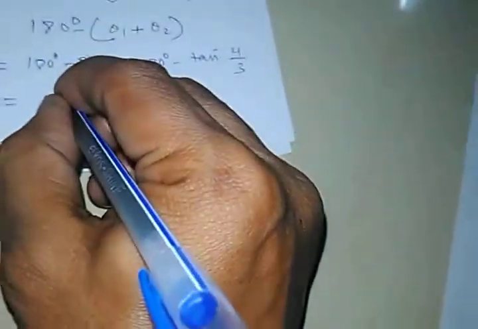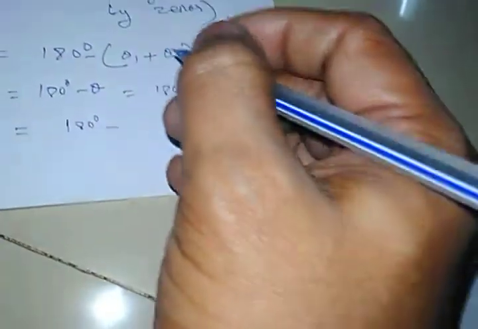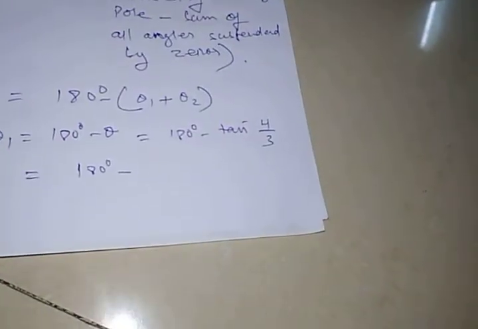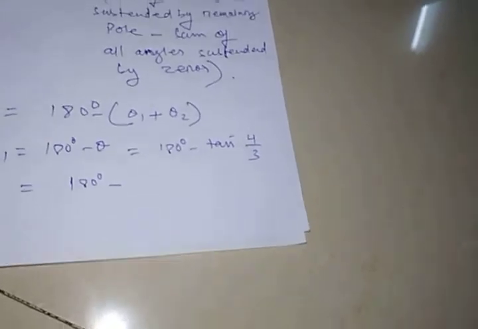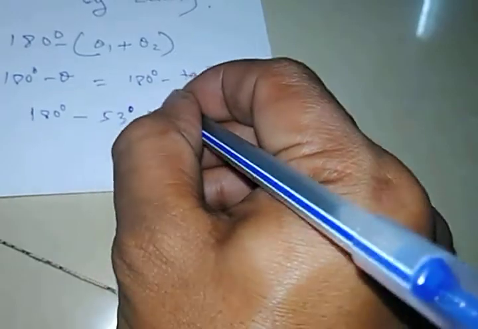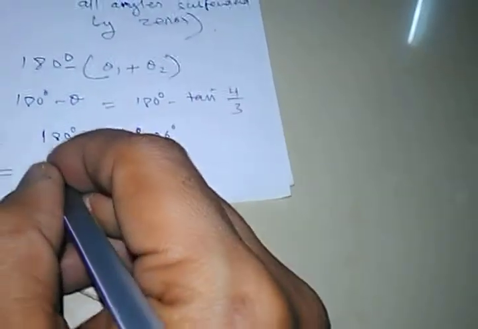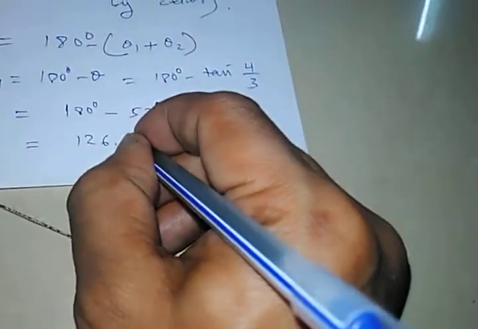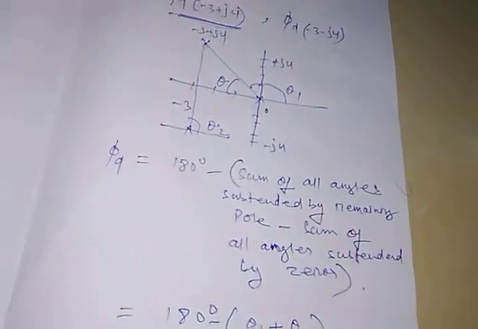And the solution for tan inverse 4 by 3 I have already found out, it comes out to be 53.06 degree. Okay, so the solution for theta 1 becomes 126.94 degree, and the second one, theta 2, we can visualize that it is 90 degree. So I can write here theta 2 equals to 90 degree.